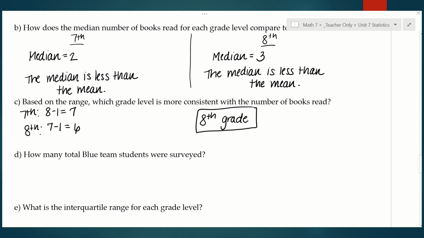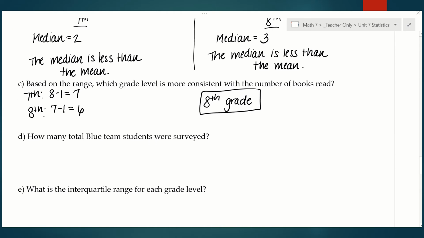Okay, part D. How many total blue team students were surveyed? All right, so basically we just have to say, well, it's the total of the 7th graders plus the 8th graders. So we've already counted how many dots there were when we were finding the average, and we counted that there were 15 7th graders and there were 14 8th graders, giving us a total of 29 students were surveyed.